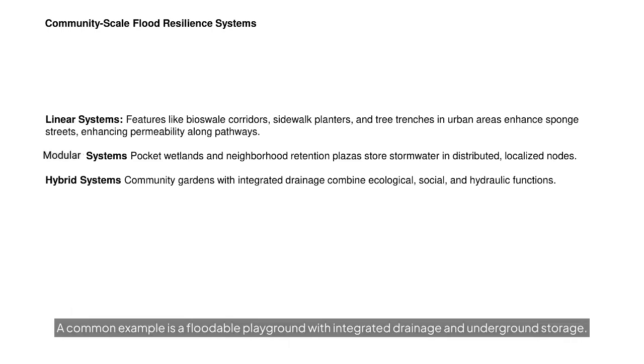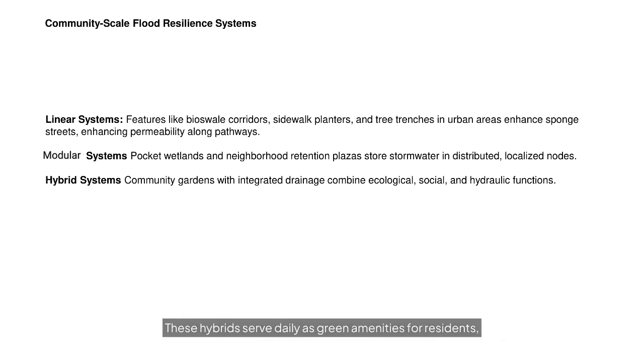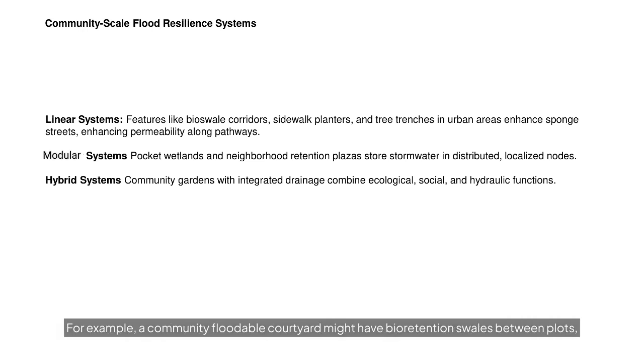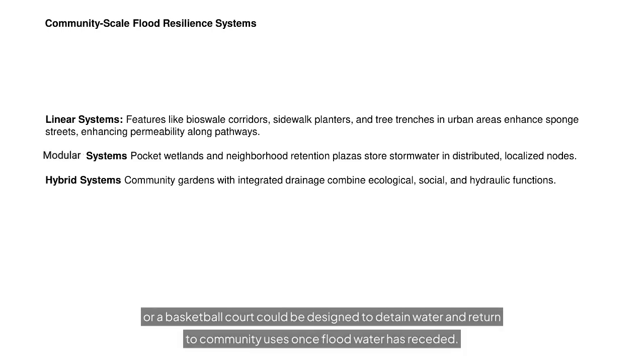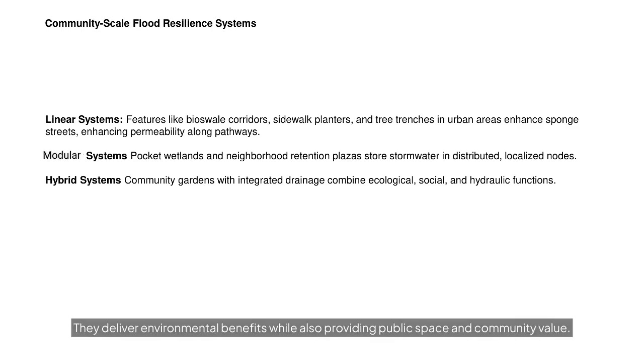A common example is a floodable playground with integrated drainage and underground storage. These hybrids serve daily as green amenities for residents, but during heavy rain they double as flood management infrastructure. For example, a community floodable courtyard might have bioretention swales between plots, or a basketball court could be designed to detain water and return to community uses once floodwater has receded. They deliver environmental benefits while also providing public space and community value.